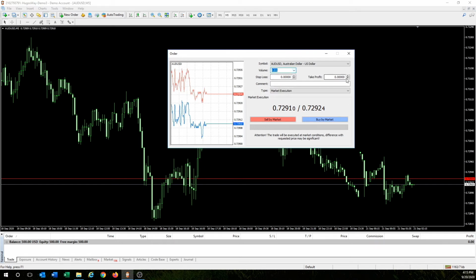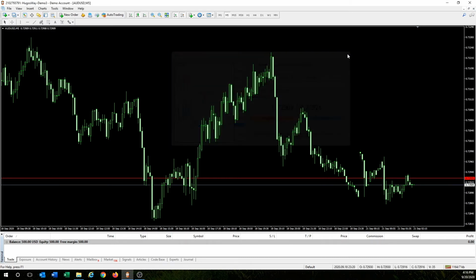And then there's stop loss and take profit. I'm going to talk about that in a minute. Market execution means it'll place a trade right away. So we always want to have it on market execution. And then here, we just hit place a sell. If we think price is going to go down, we're going to be selling. If we think price is going to go up, we're going to buy. Simple as that.